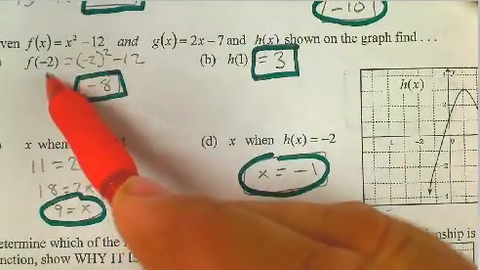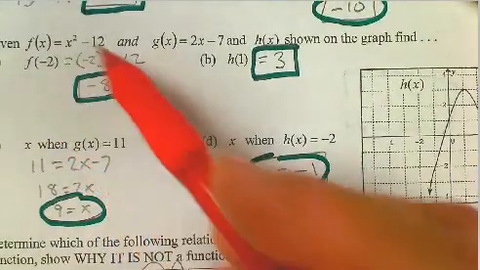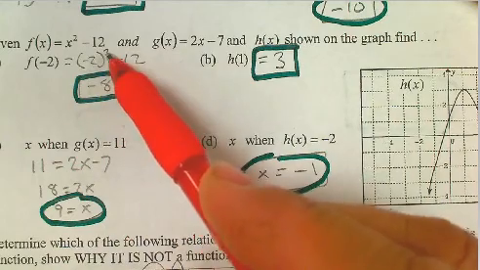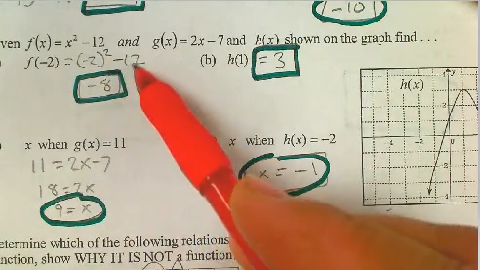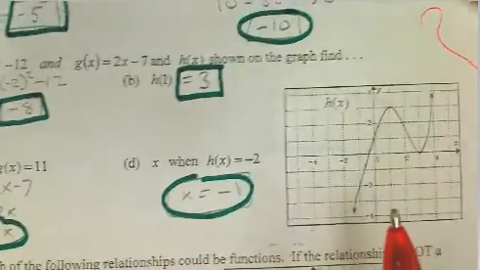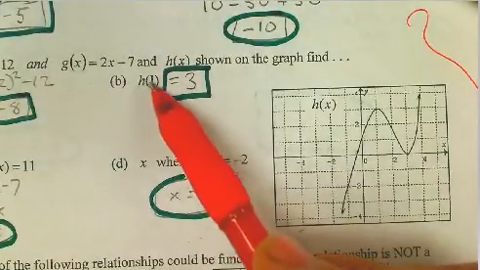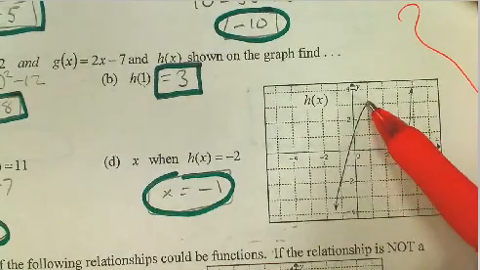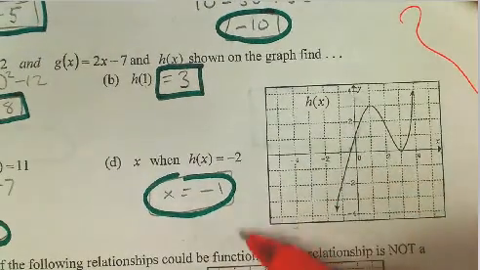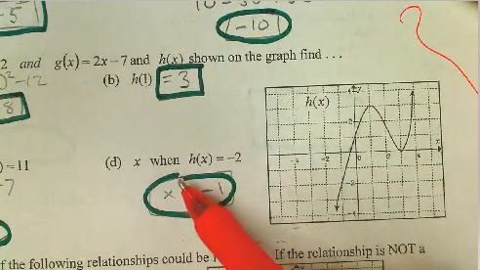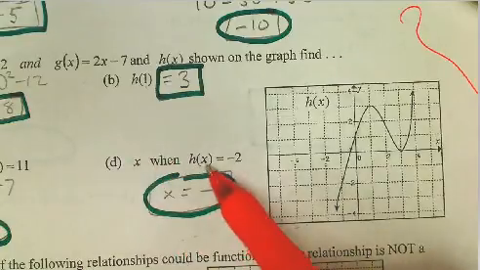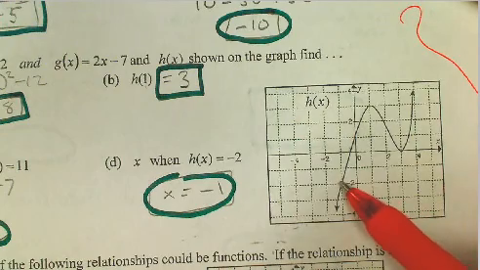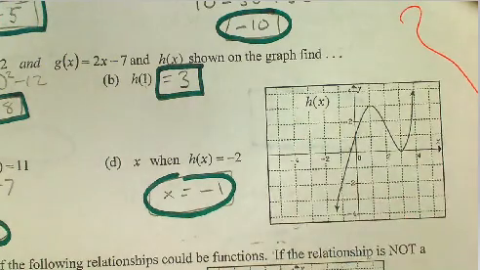F of -2 means you're plugging in -2 for the x, so it's -2 squared, which is 4. 4 minus 12 is -8. H of 1 means my x is 1, so I plug in 1 and I get out 3. I'm finding x when h of x is -2, so that's like my y. So I go to my y and I go over, oh, my x is -1.